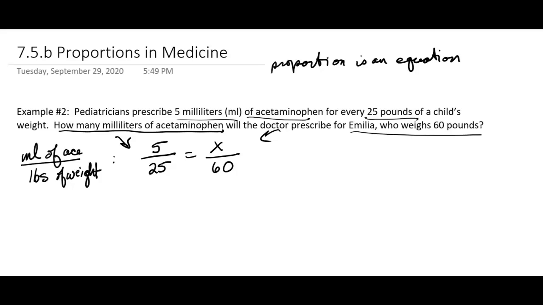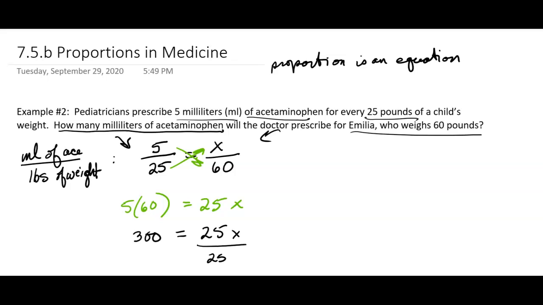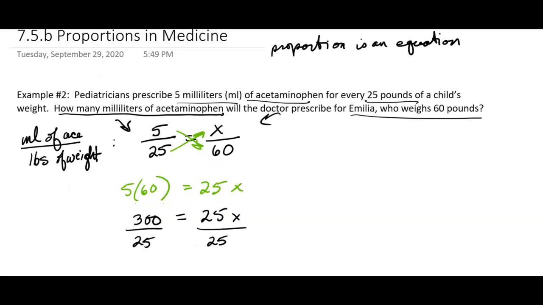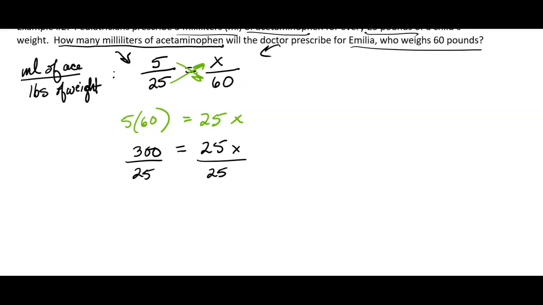Okay, so then once the proportion's set up, we can do the cross multiplication. So 5 times 60 is going to equal 25 times x. So if I finish this off, I'm going to have 300 on the left equals 25x. So I'll divide both sides by 25. And then I just need to know how many times 25 goes into 300.